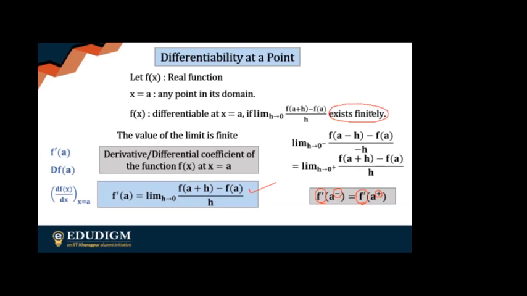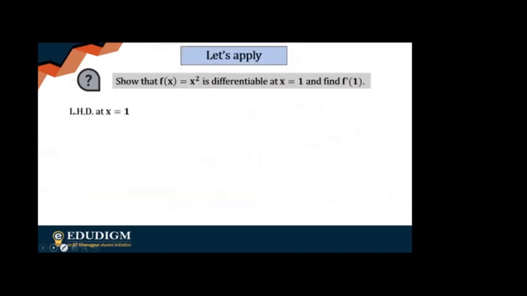So this existence and the finite value, this is very, very important. And as you know, for existence, this left hand and right hand limit should be equal. I hope this is okay. So we'll do some more examples and see some theory, so things will be better. So a simple thing: f(x) equals x square is differentiable at x equals 1. This is what you need to show, and you have to find f dash 1.